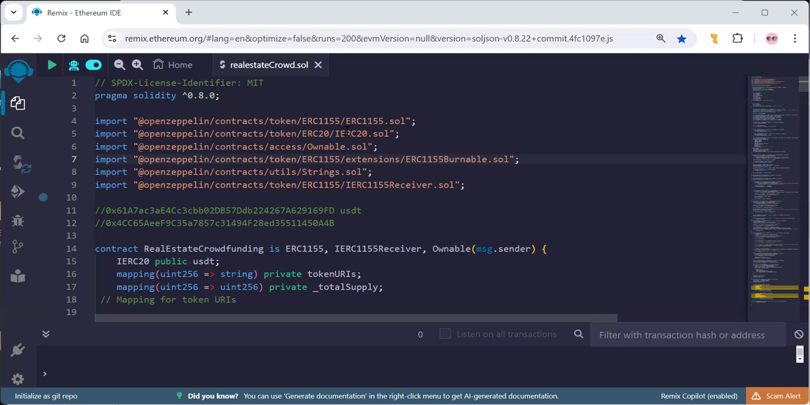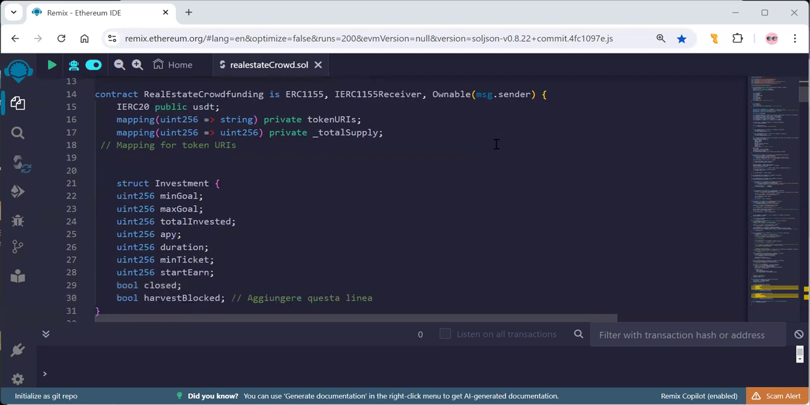The second library is the interface of the ERC20, because we need to use the USDT stable coin to do the investment in dollars. The other one is the Ownable, because we need to match a specific function as administrator, as owner of the smart contract.